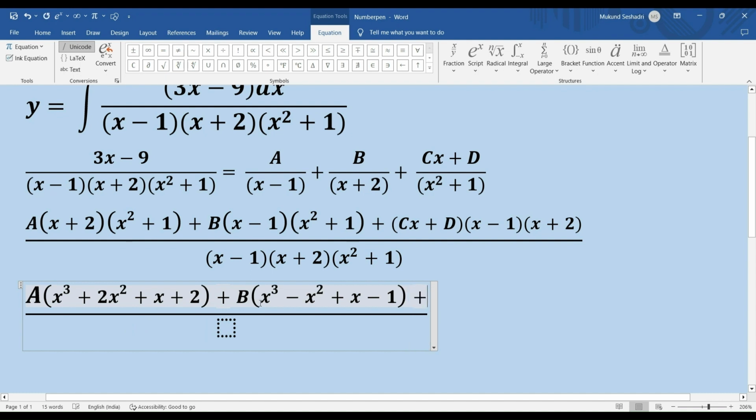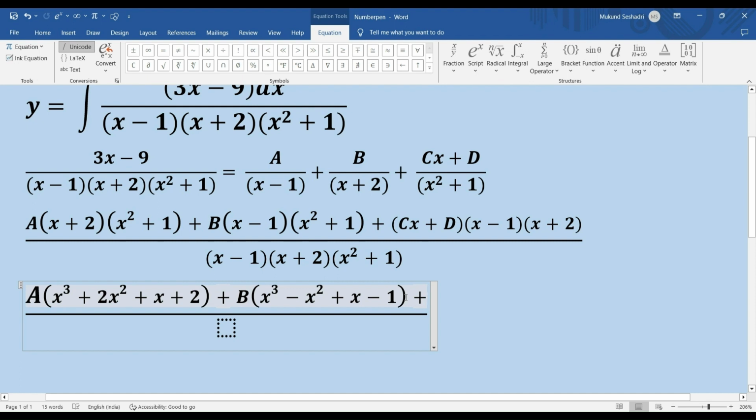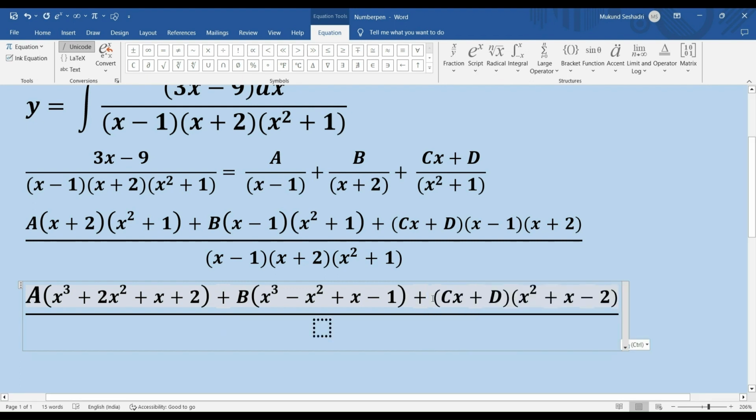And then finally I come to my C term, Cx plus D into x minus 1 into x plus 2. Step 1, I multiply x minus 1 and x plus 2 and I get Cx plus D times x squared plus x minus 2, right? So my denominator remains as it is.